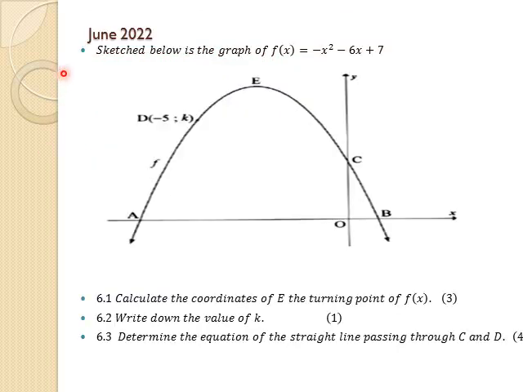Right, next exam question, June 2022. Sketch below. Again, they gave us the full equation of the graph, so we're going to test, can you find the points given. Calculate the coordinates of E, the turning point of f(x). Write down the value of k. Determine the equation of the straight line passing through C and D, for 4 marks.